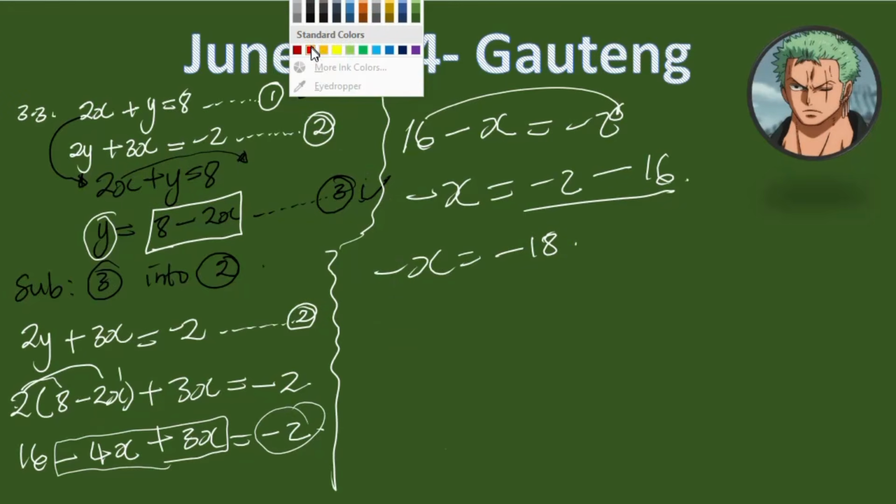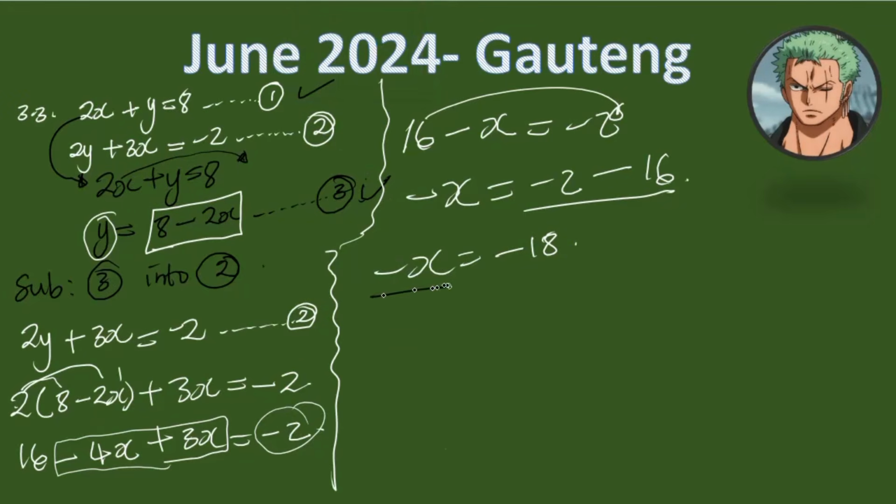What do I do? I divide both sides by negative 1, so that I can remove the negative. Divide by negative 1. Divide by negative 1. So this negative gets cancelled. I'm left with what? x is equal to negative and negative, they cancel. I'm left with 18. You see that?